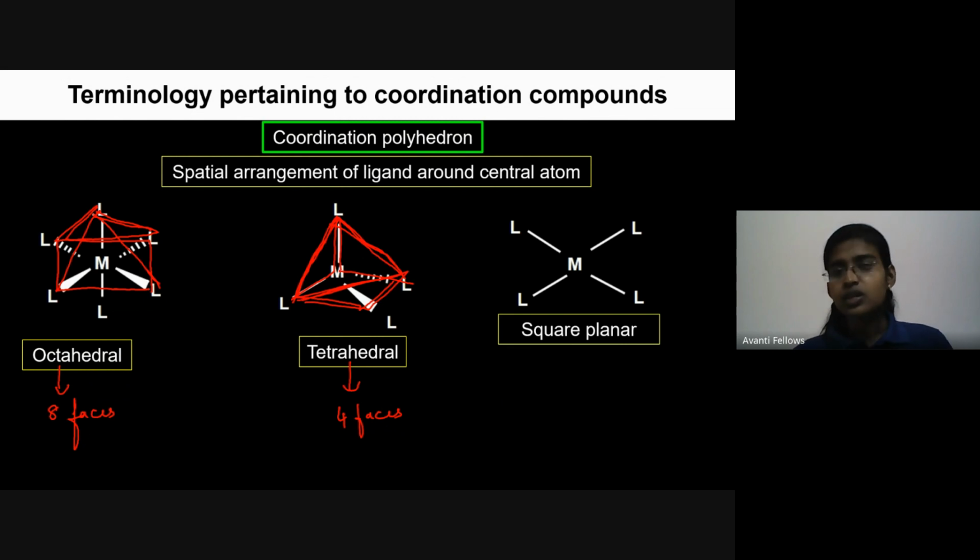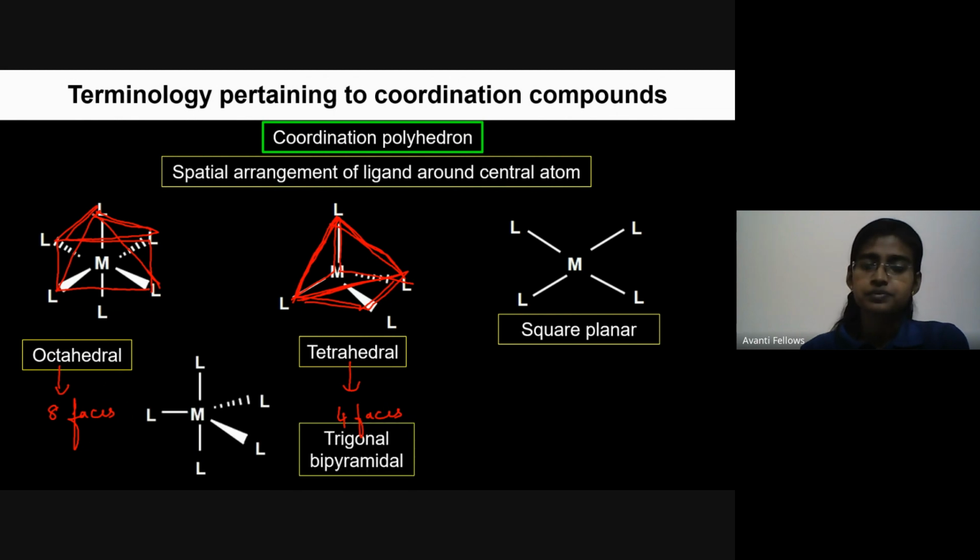So different geometry arises due to the different spatial arrangement of ligands around the central metal atom, which is nothing but the coordination polyhedron. Trigonal bipyramidal is also given, but it is very rare. Coordination complexes with this particular geometry are very rare.